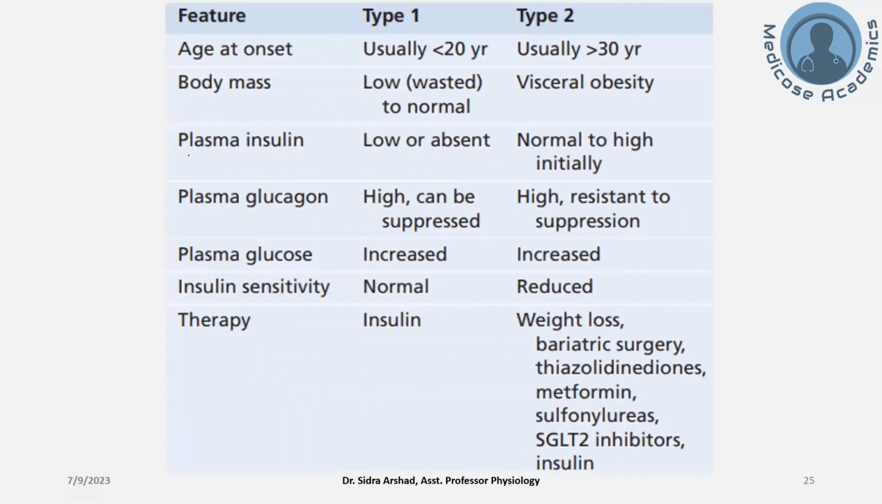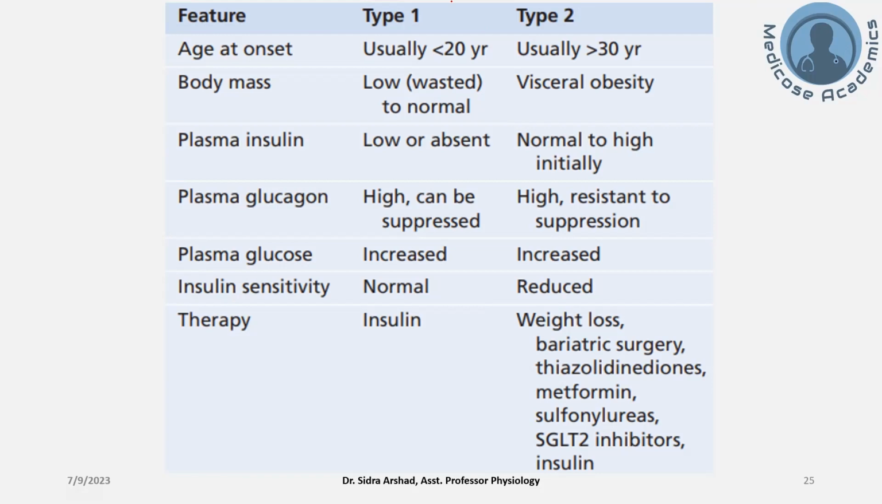Now let's differentiate between type 1 and type 2 diabetes mellitus. The number one feature is age of onset. Type 1 diabetes mellitus is usually seen in young individuals. Type 2 diabetes mellitus is seen in older individuals. Body mass is low in type 1 diabetes mellitus, or it could be normal, because of the impaired effects of insulin. Insulin is not even present, so there is protein degradation, because of which the body mass is decreased. Type 2 diabetes mellitus is associated with insulin resistance, so there is usually visceral obesity.